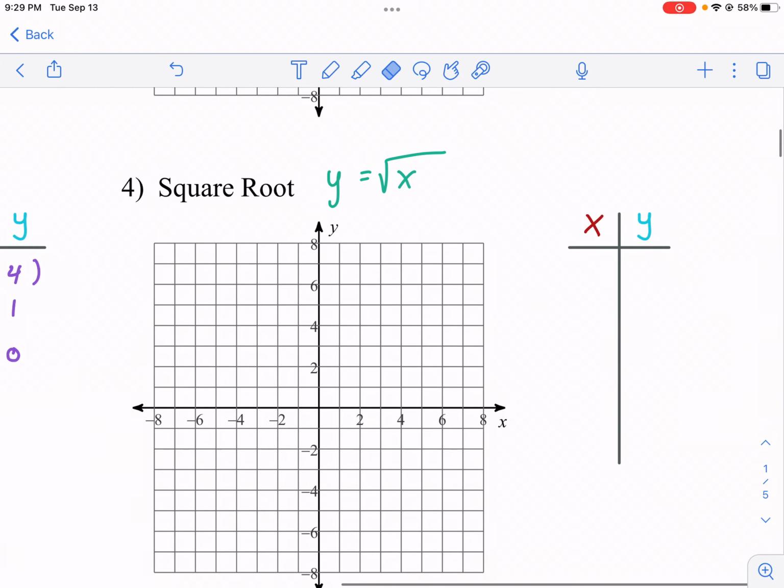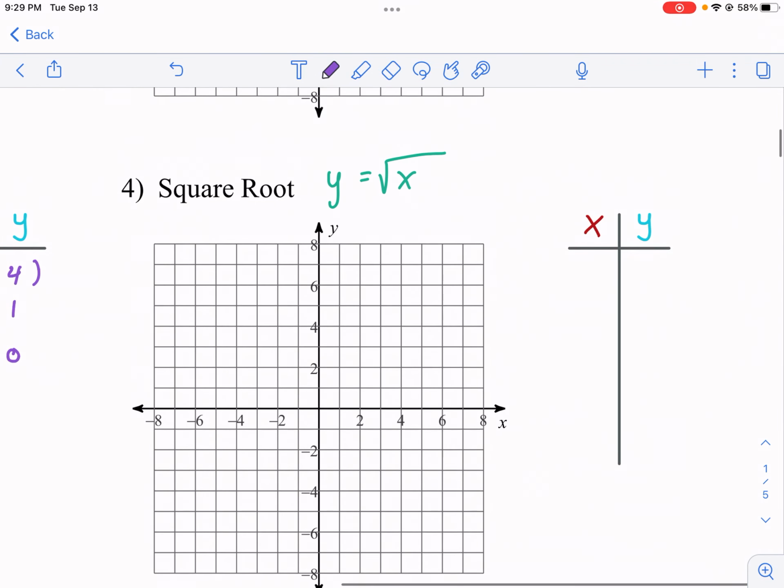Square root is a little bit more complicated. We have to come up with values that will work. One thing you'll know is you can't take the square root of -16. There's nothing times itself that equals -16, because a negative times a negative equals a positive. So none of these values are going to be over here in the negative area. We're only going to have positive x values. If I put in 0, I get 0. I'm going to pick something nice and easy, 1, the square root of 1.